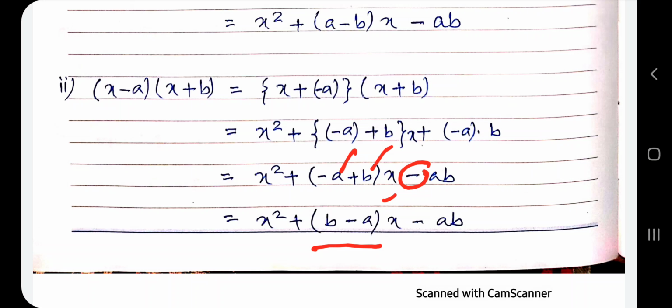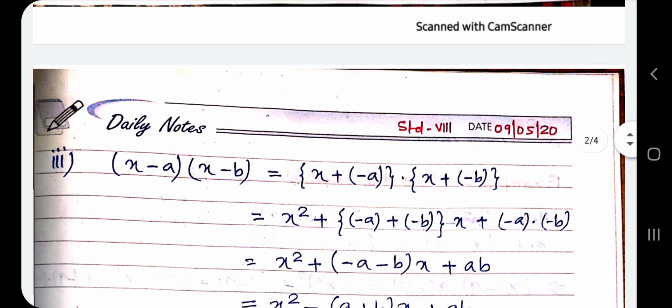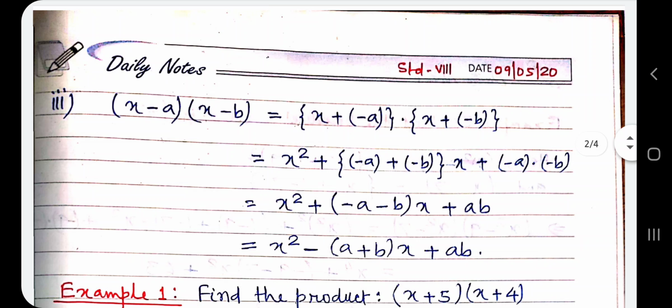Now the third example, the third derivative of the same identity. This is actually derived from the same identity which we discussed in the beginning. Here you can notice that both a and b are in negative sign. Can we identify that a is replaced by minus a and b is replaced by minus b?